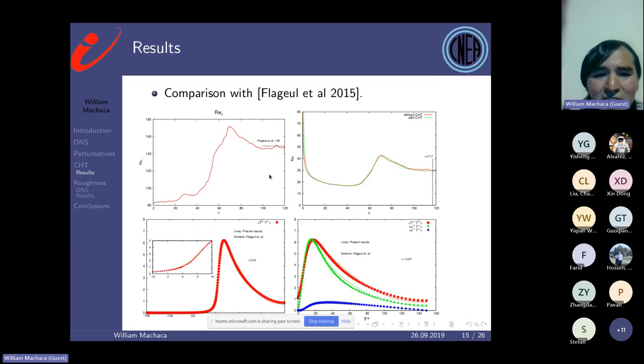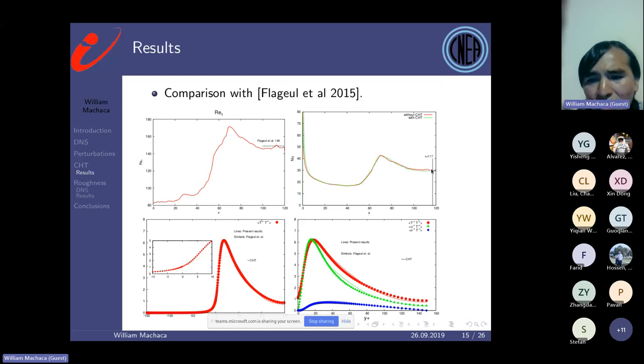In this slide, we present the results for the lower Reynolds number. In the left figure, we present the friction Reynolds number as a function of the streamwise direction. And in the right figure, we present the Nusselt number as a function of x. We can see a laminar region downstream of the inlet, an increase of this quantity in the transition region, a peak, a post-transition zone, and finally, the fully developed turbulent region.